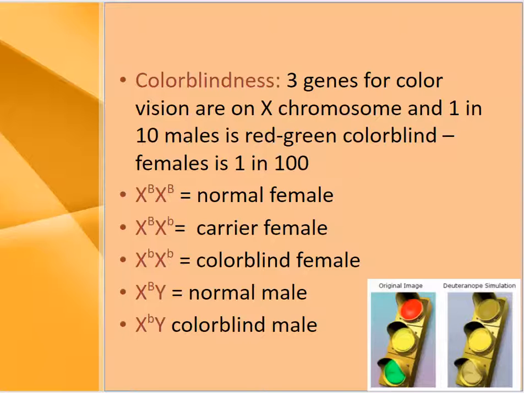If you look at all those copies, you can see that females have 3 possibilities. They could be normal, they can be a carrier, or they could be colorblind, whereas males either are good or they have it, because there's no possibility of being a carrier.